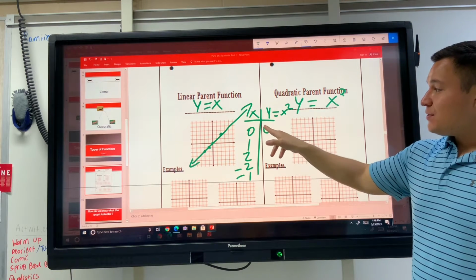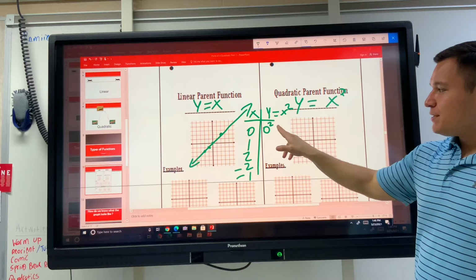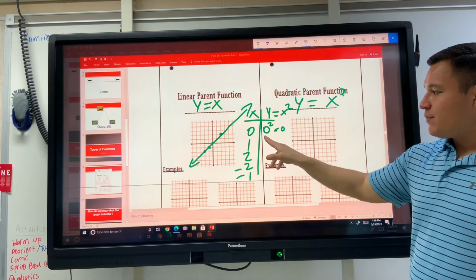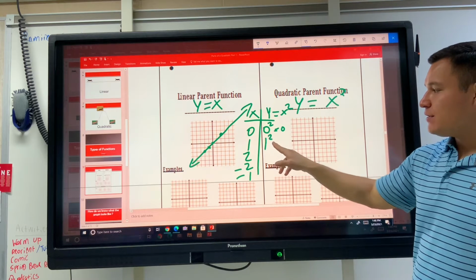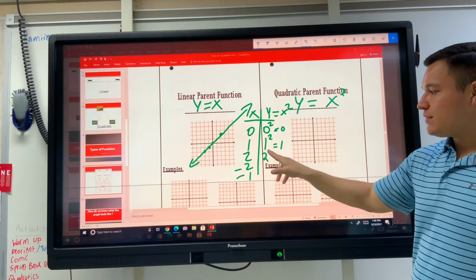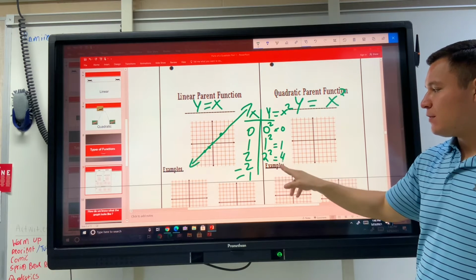If I'm going to do 0 for x, and then I'm going to square it, I'm going to get 0. If I put 1 for x, and then I square it, I get 1. 2 for x, squared, 4.